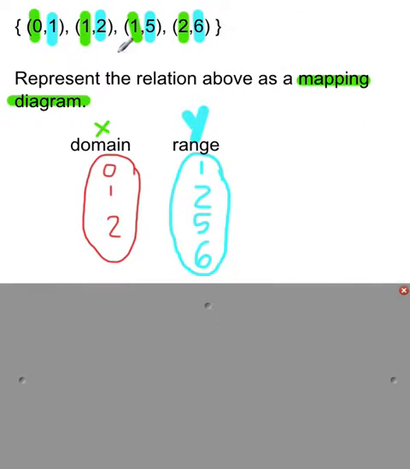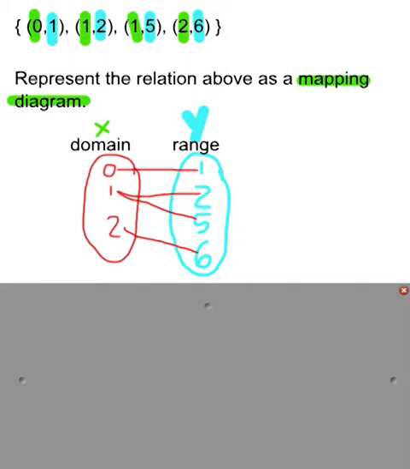Finally, I'm going to match these up with lines. So 0 goes with 1. So 0 goes to 1. And then I'm going to match up 1 with 2. So 1 goes with 2. Third one says 1 goes with 5. So go back to this and I draw a line to 5. And my last ordered pair is 2 goes with 6. So 2 and 6.